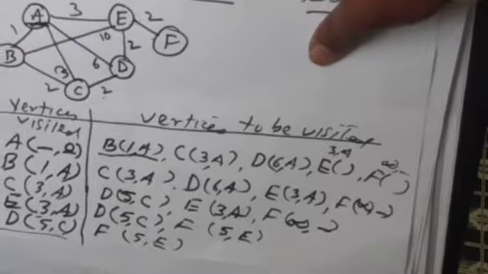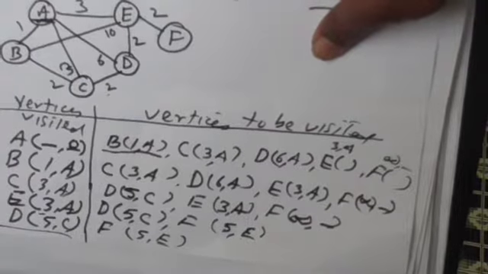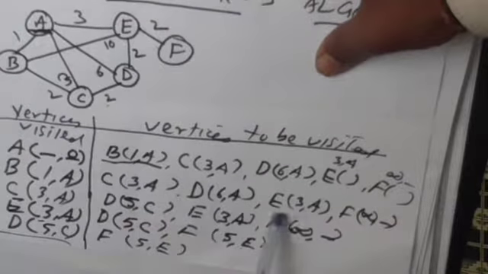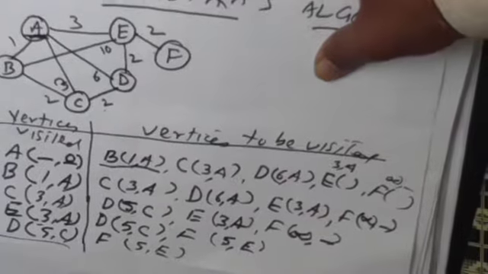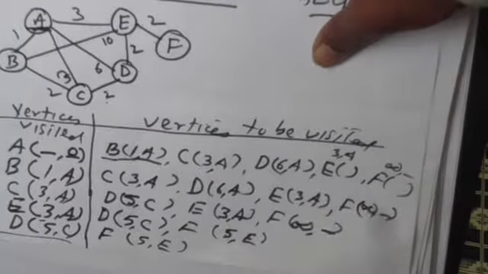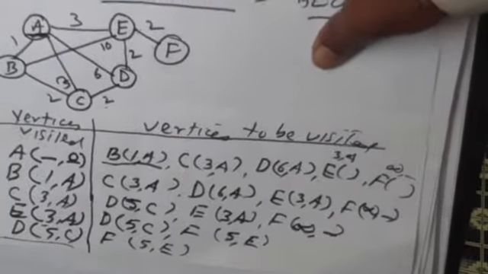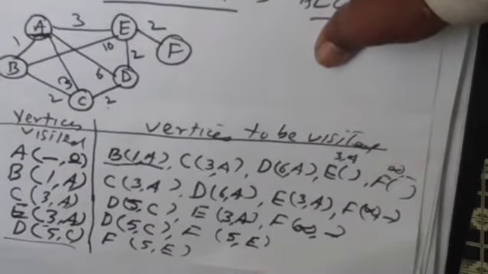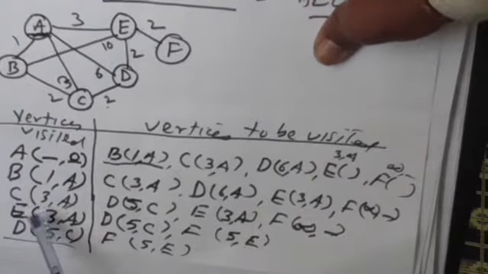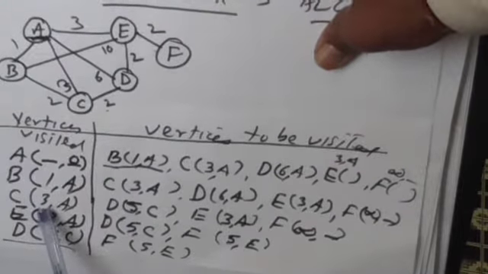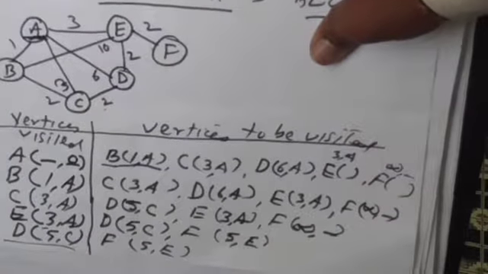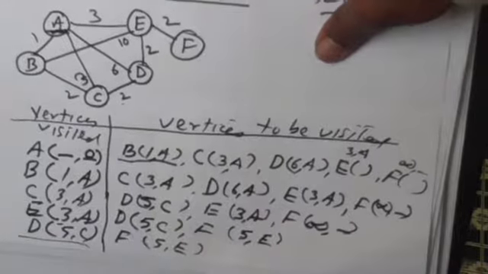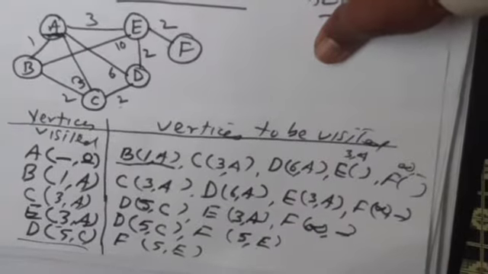Now the next vertex which I am going to consider is C here. However, C and E both have the same distance, but I am taking C here. Now I calculate all the vertices which are reachable from C, keeping in mind the distance to reach C is already 3. So now the other vertices I need to visit are D, E, F.